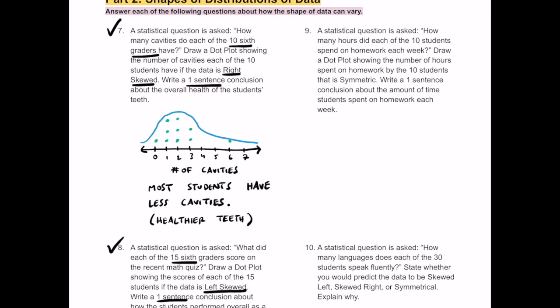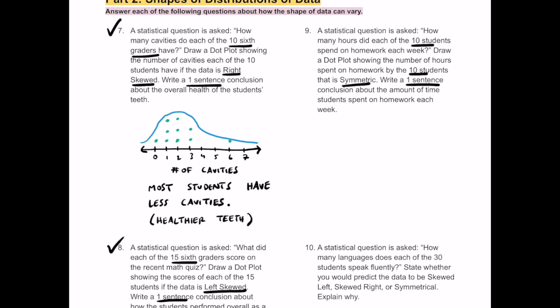Moving on to number 9. A statistical question is asked, how many hours did each of the 10 students spend on homework each week? We're going to draw a dot plot showing the number of hours spent on homework by the 10 students. That is symmetric, okay, symmetrical. Then we're going to write one sentence at the end, concluding about what we can say once we have it.